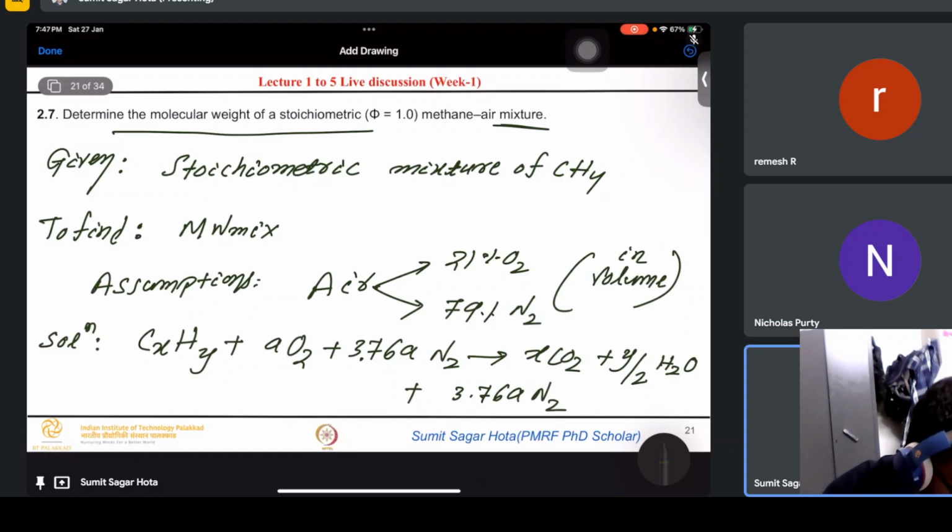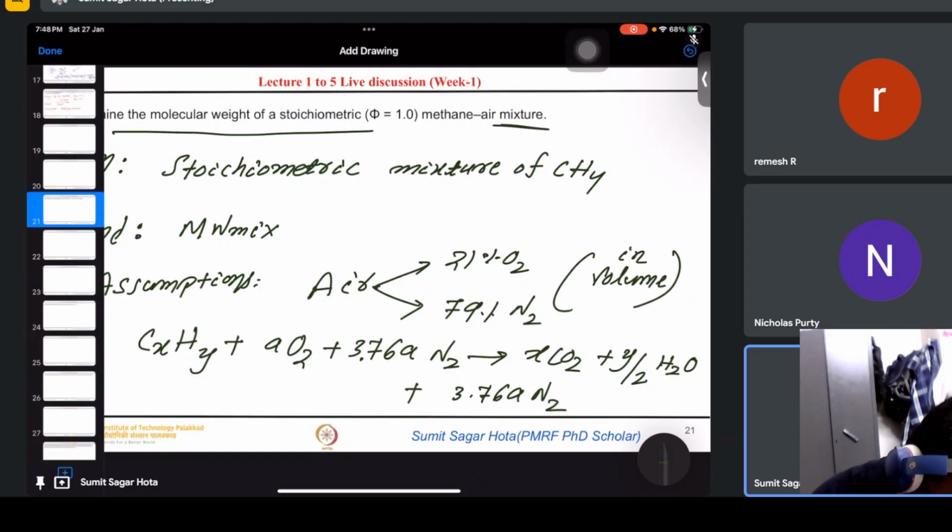Any kind of species, write down the reaction. You have to find the constants by balancing the reaction. What is the number of carbon? What is the number of hydrogen? Balance the left-hand side and right-hand side. Okay, product and reactants will get balanced.